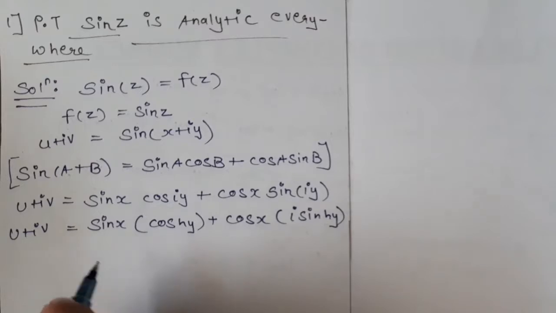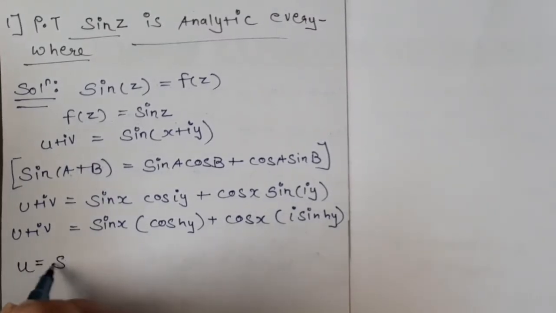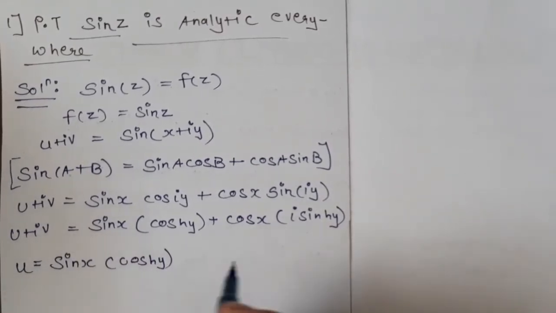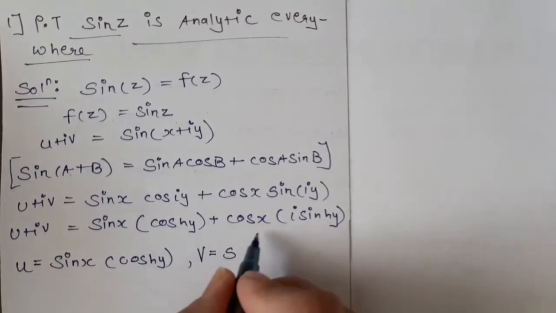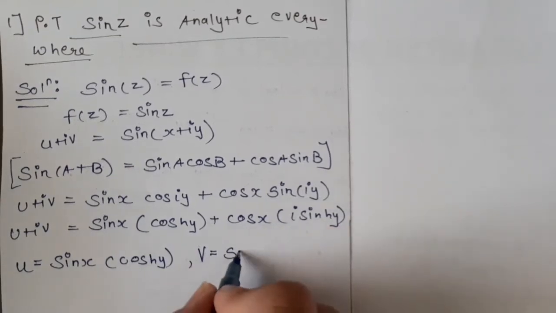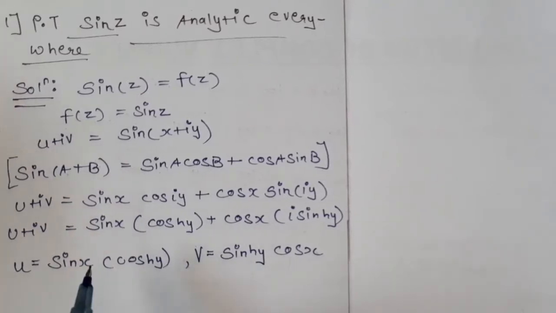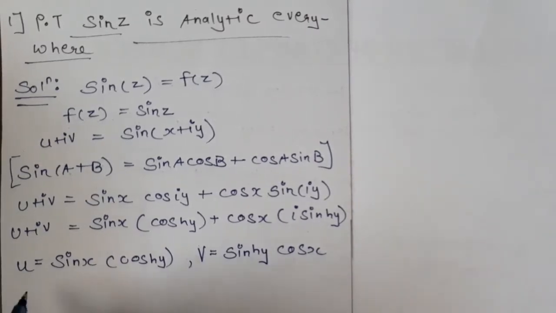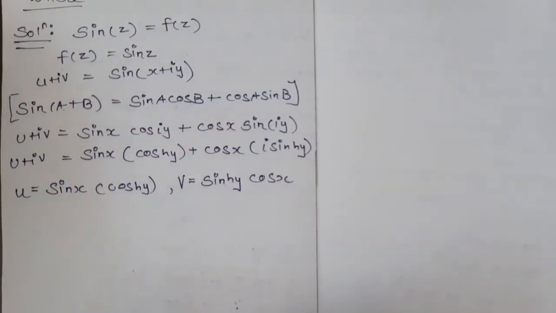Okay, so now we will separate the real part and the imaginary part. Now u equals sin x into cosh y. This is the real part, and v is the imaginary part, which is the term with i, so it is sinh y into cos x. That is, u equals sin x cosh y, and v equals sinh y cos x. So now to prove analytic, we want the CR equations to be satisfied.